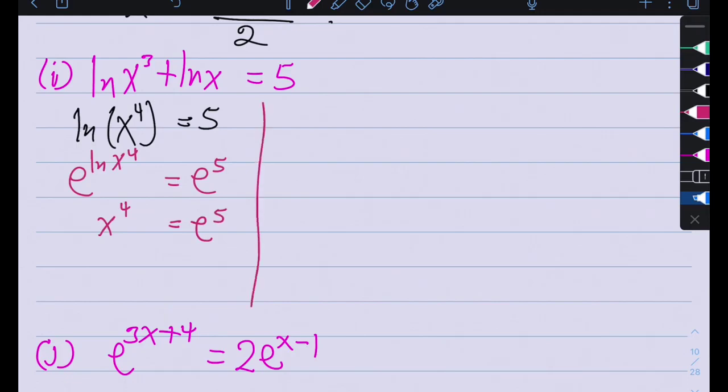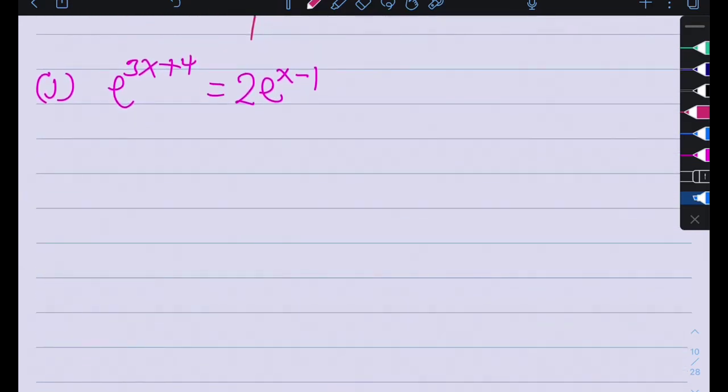Now from here, we want to find x. So you can just say, well, I will take the 4th root. So you can just write x is equal to the 4th root of e^5. And you can leave your answer like that, if they said give your answer in the exact form. If not, then put it on a calculator and then write the value there.